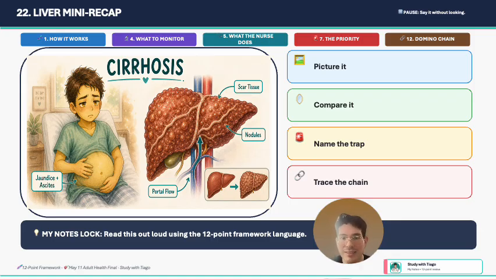Hepatitis is liver inflammation. A is fecal-oral, right? B is blood and body fluids with vaccine protection. And C is blood exposure with chronic liver risk and modern treatment options. Okay, so the liver map is bleeding, belly, brain, and bile. If I can say bleeding, belly, brain, and bile, I can rebuild most of the liver sections.